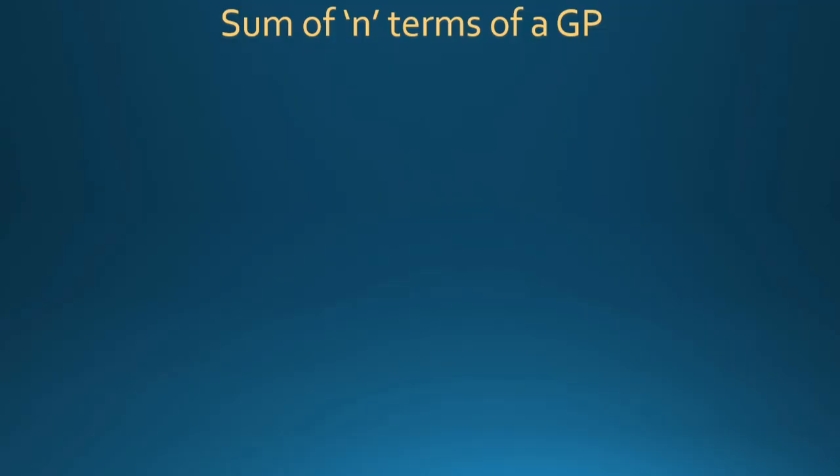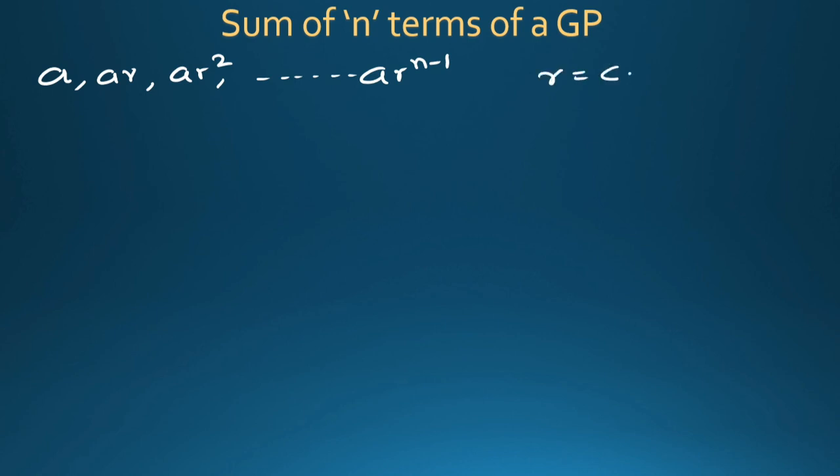Today we are going to talk about the sum of n terms of a geometric progression. In my last video I told you about a geometric progression: if some numbers are written in this pattern, a, ar, ar square, ar to the power 3 and so on up to ar raised to the power n minus 1, then it is called a geometric progression, where r is called the common ratio and a is called the first term. Now if you consider its first n terms, then the sum of n terms will depend on the condition of r, that is, the condition of the common ratio.